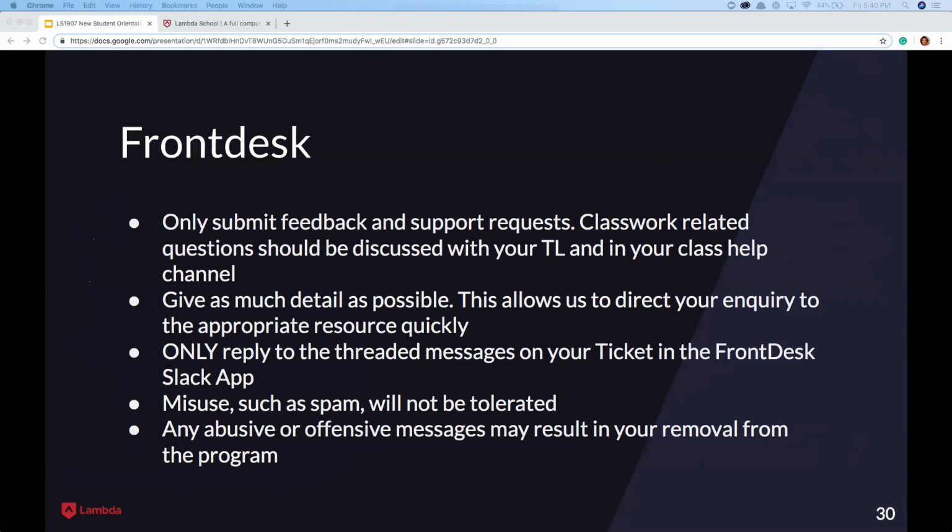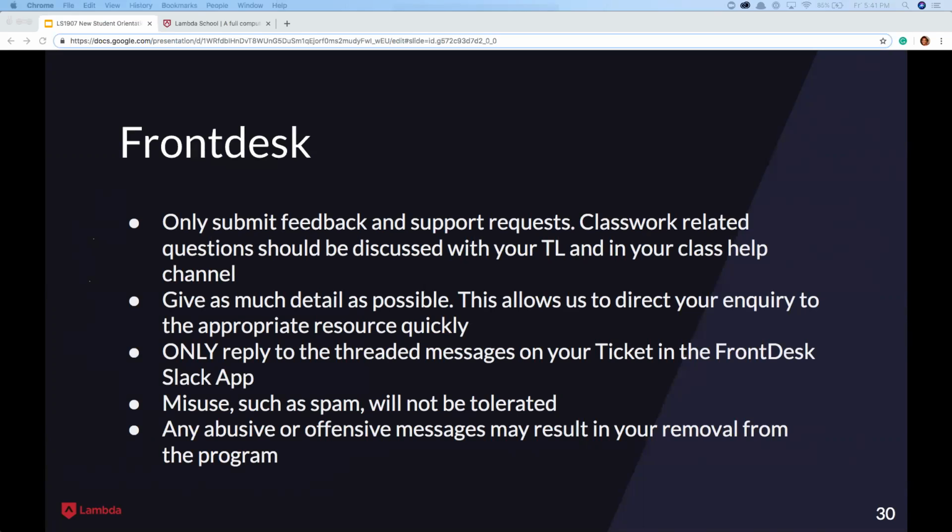I'm going to show you how to use the front desk in just a second, but remember to only reply to the threaded messages on your ticket in the front desk Slack app. Okay, that way you can refer to the questions or the answers that we give you and follow up if you have more questions. Please, please, please don't send us spam. People have really important questions and we want to be able to get to those, okay? And lastly, a general rule at Lambda School, be professional. You're not on the job yet, but this is practice. So remember to remain professional in all of your interactions here at Lambda School.